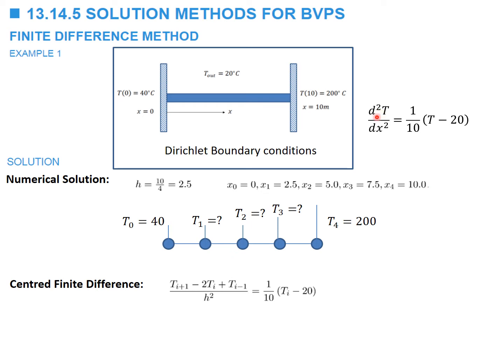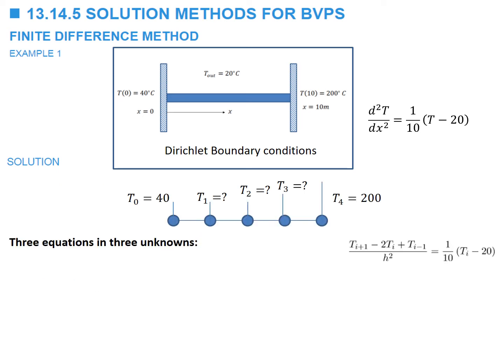The differential equation states the second derivative of T is equal to 1 over 10 multiplied by T minus 20. So instead of T, I'm going to replace it with T at that particular point, which is T sub i. Now, this equation will be written 3 times, when i is equal to 1, when i is equal to 2, and when i is equal to 3. When we apply this difference equation 3 times, I will get 3 different equations in 3 different unknowns.